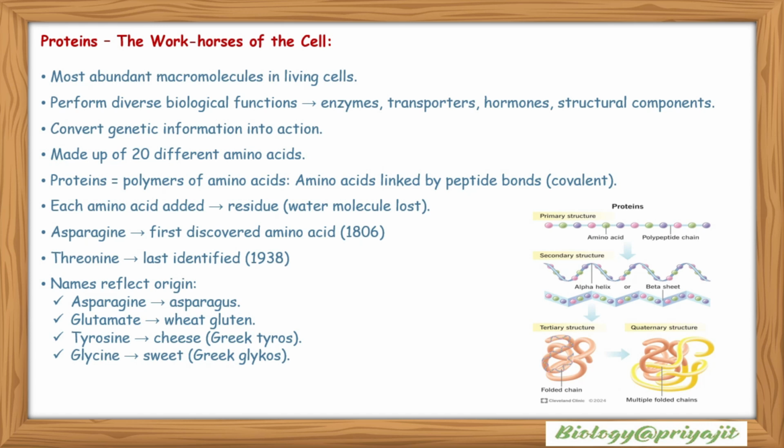Now let's start. So the protein can work as the workhorse of the cell. Protein is the most abundant macromolecule in living cells. They perform diverse biological functions, like they can act as enzymes, transporters, hormones, and structural components. They convert genetic information into action. Protein converts the genetic information, which can be found either in DNA or RNA, into action. Protein is made up of 20 different amino acids, and proteins are the polymers of amino acids.